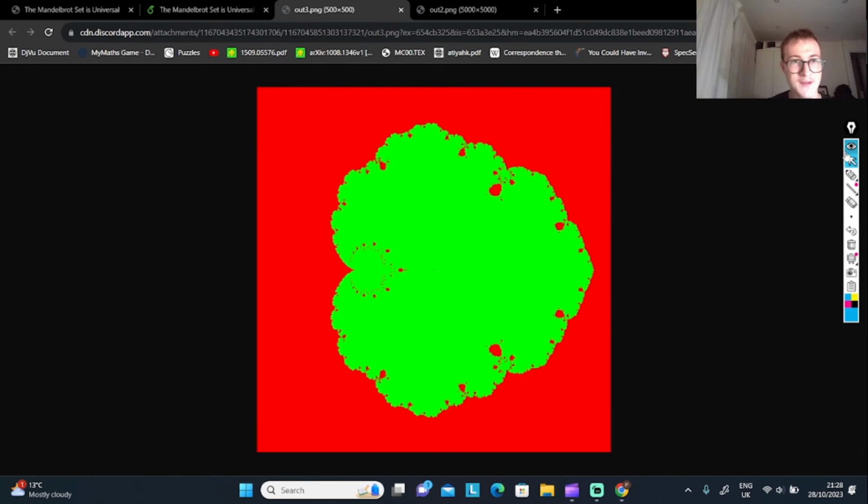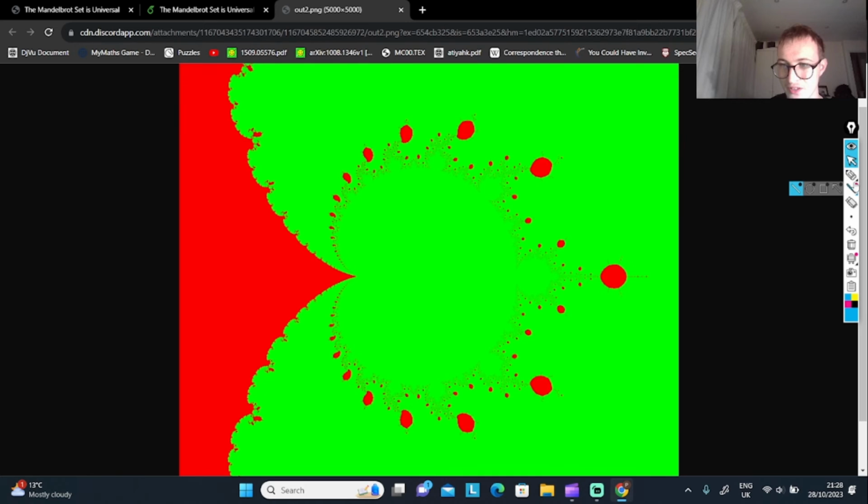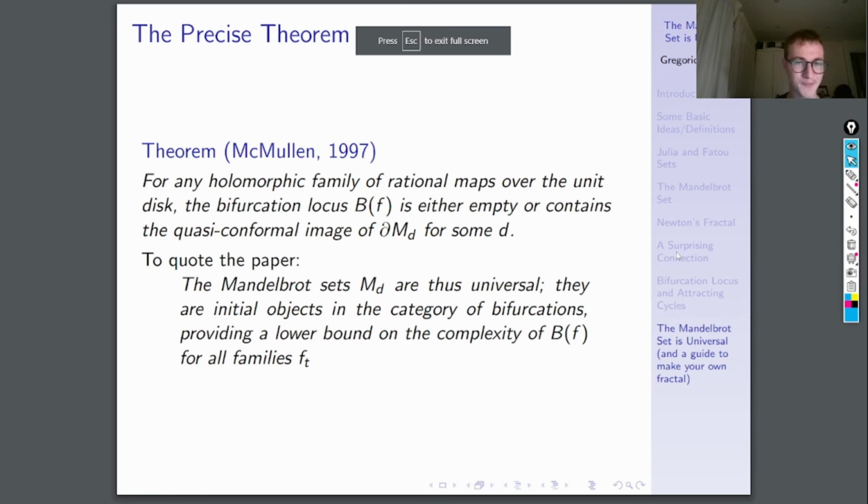And thankfully, we've got a zoomed in image. And we can see, this is just beautiful by the way, we can see that there is indeed a Mandelbrot hidden inside this fractal. And we can see the outline very clearly. So that begs the question, what on earth? So, the precise theorem which explains why the Mandelbrot set keeps appearing in these secret locations is the following.